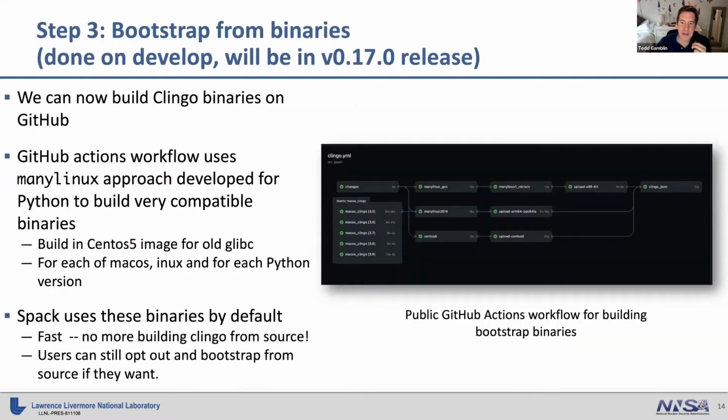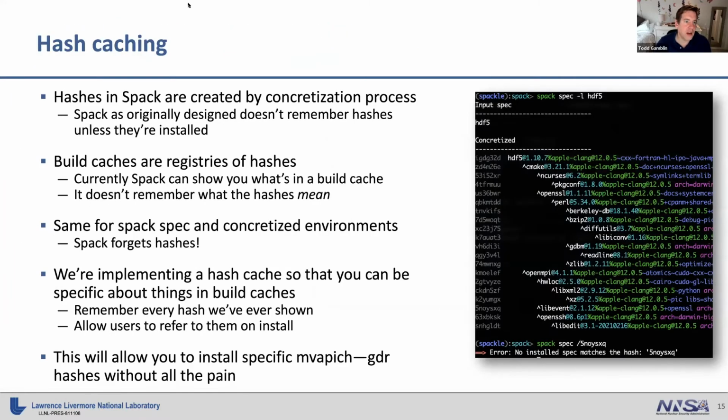So now that we have that, we have a number of improvements that we've made to Spack to improve the experience with build caching. The first one is hash caching, which is something that we haven't done in the past. Hashes in Spack are created by this concretization process, but Spack doesn't actually remember them unless they get installed. So we have a database of installed packages. If you refer to one by these hashes, which identify a unique configuration, we don't remember that unless you actually install the package. And that can be kind of unsatisfying.